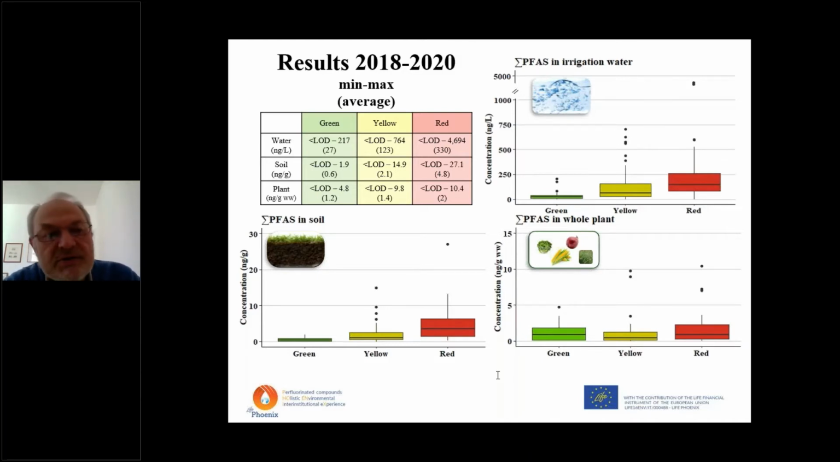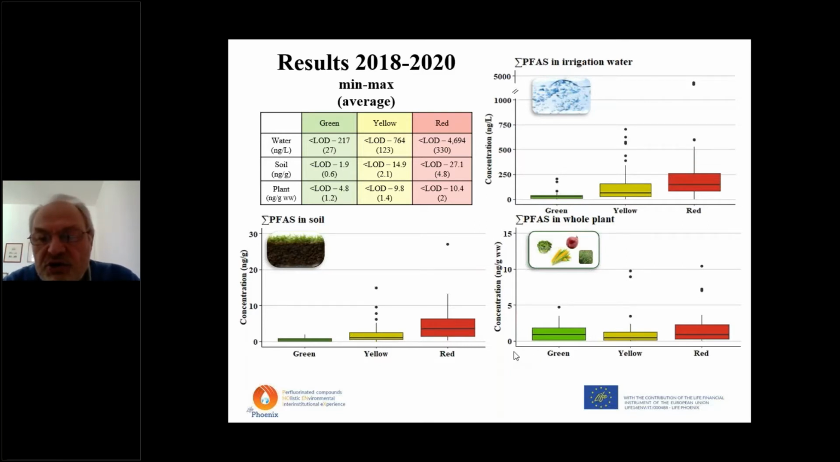We only take the sum of 12 perfluorinated carboxylic acids and sulfonic acids. Concerning remediation, which plants show high PFAS uptake and could be considered for PFAS removal? Okay, concerning remediation, we will talk about that after the presentation of Marco Bonato, the next presentation, and we will come back to you.